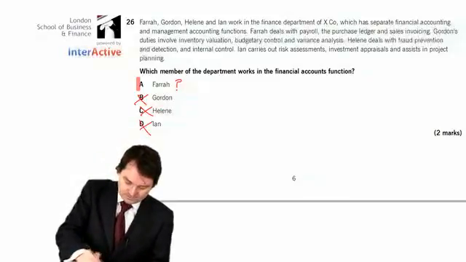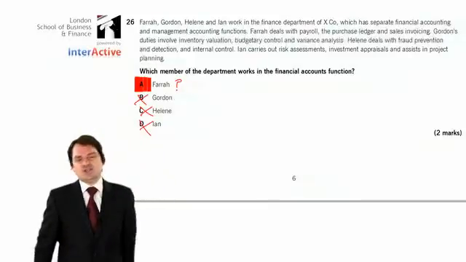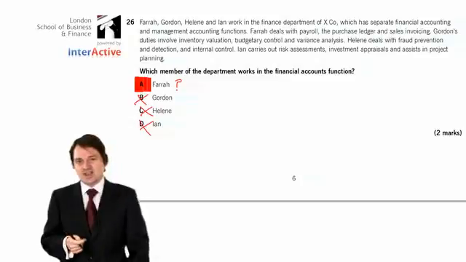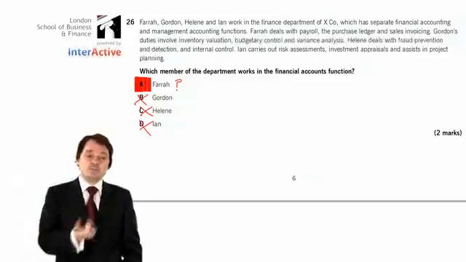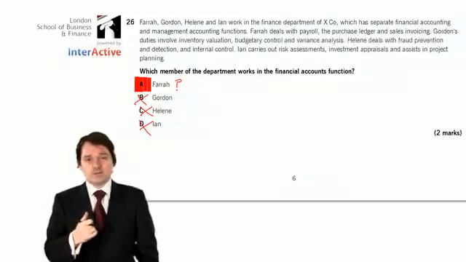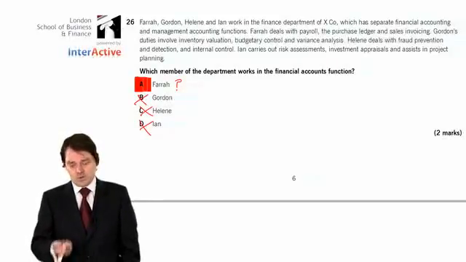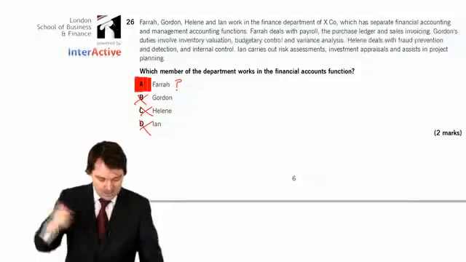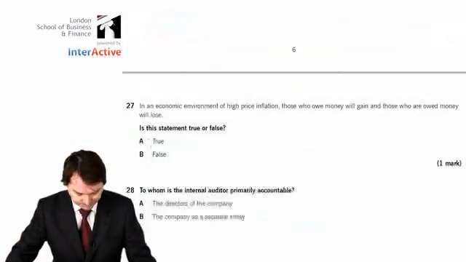So Farah was my initial guess. Farah looked like she was going to be the correct one because it talked about purchase ledger and sales invoices. So my gut instinct would be Farah. But as it is, if you go through, you can work out that it must be Farah. It can't be any of the other ones. Okay then, moving on.